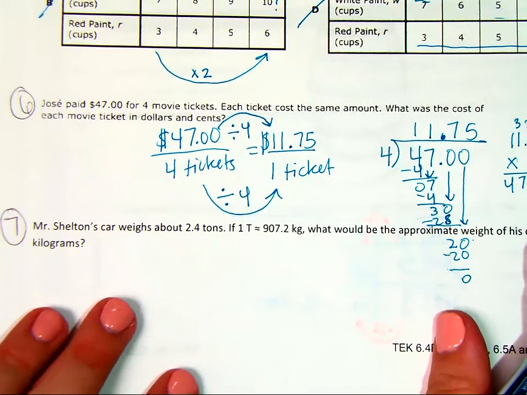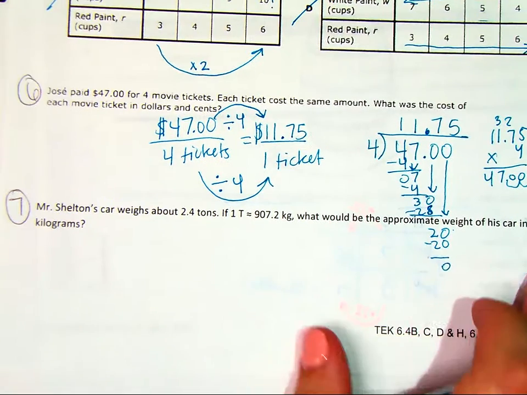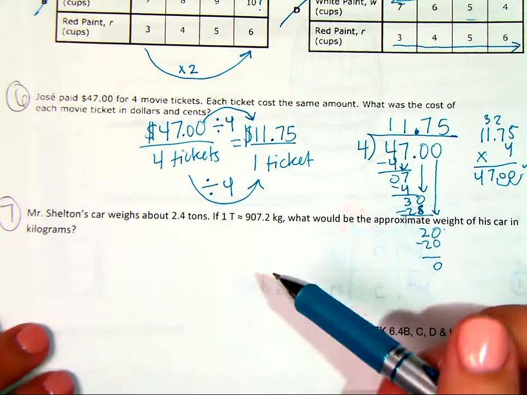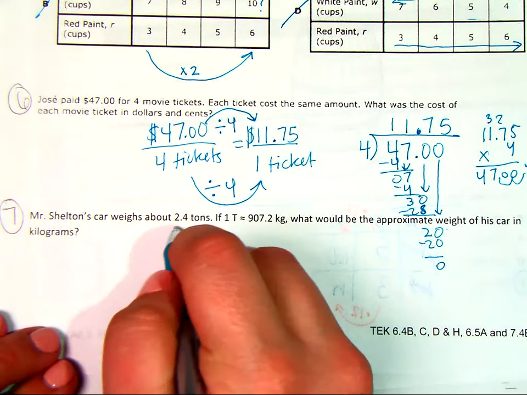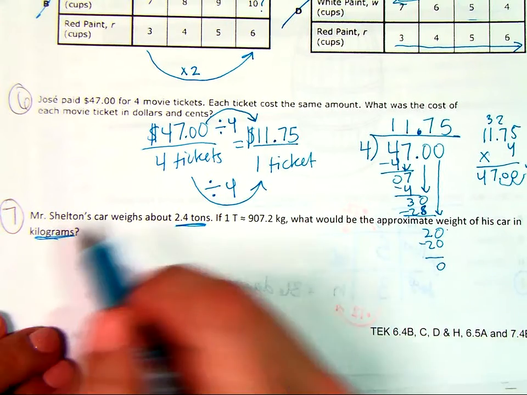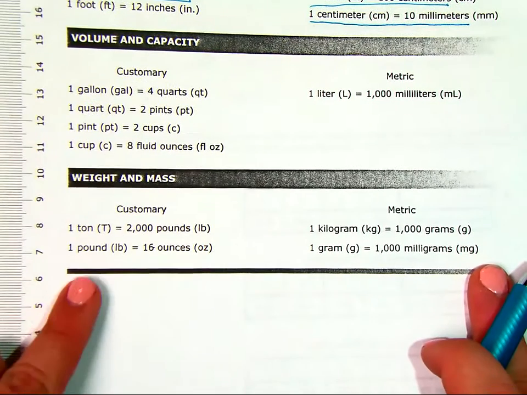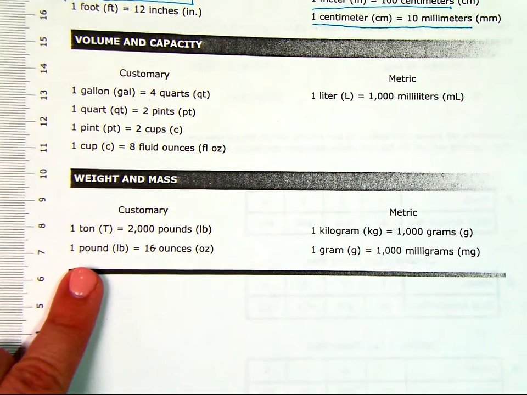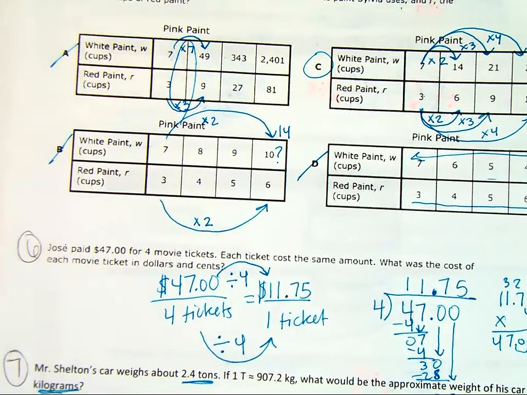On question number 7, I would say, was one of the most missed because some of us didn't study very well when it came to converting between our systems. So if you notice, in this problem, we're talking about tons and kilograms. And tons are part of the customary system, where kilograms are part of the metric system. And that's why you won't find their conversion on this chart. They had to give you the conversion here in the problem.